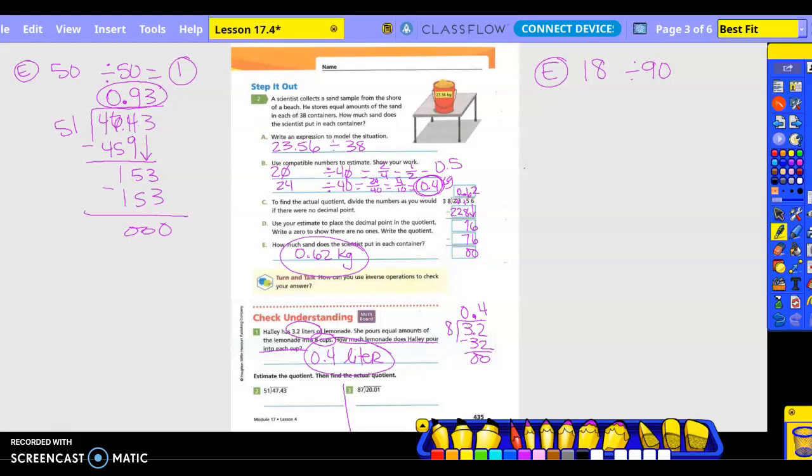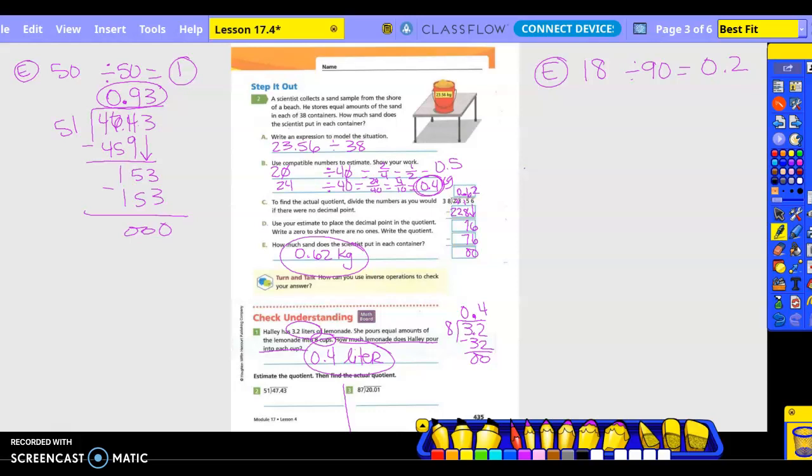But now, does 90 go into 18 evenly? No. Okay. How many times does 9 go into 18? 2 times, but I have that 0, so it's actually going to be what? Well, no. 0.2, 2/10, right? Okay, so there's our estimate. So we want something close to 2/10.